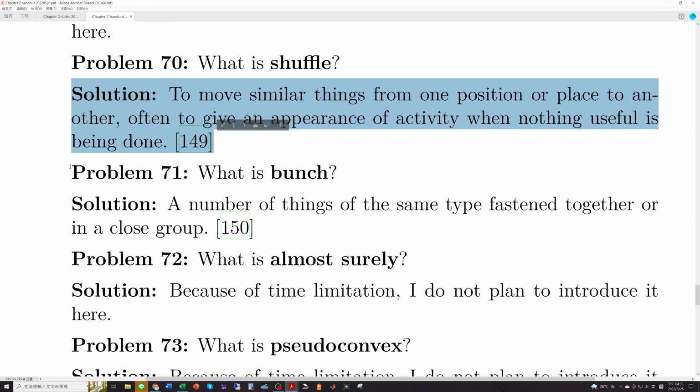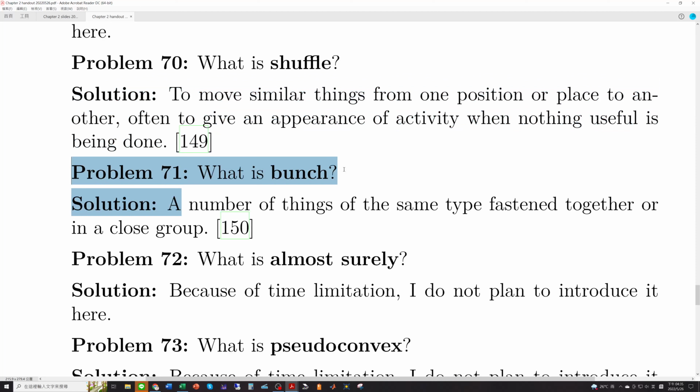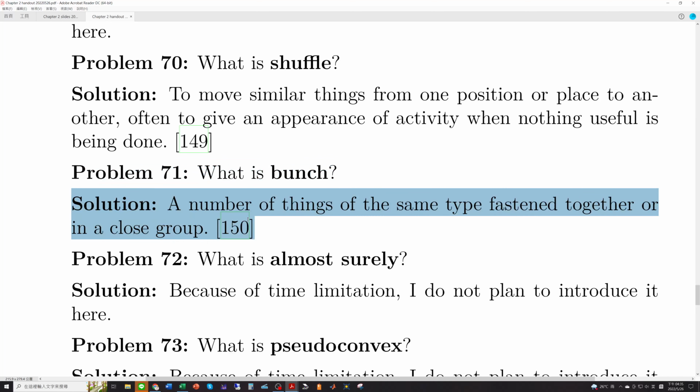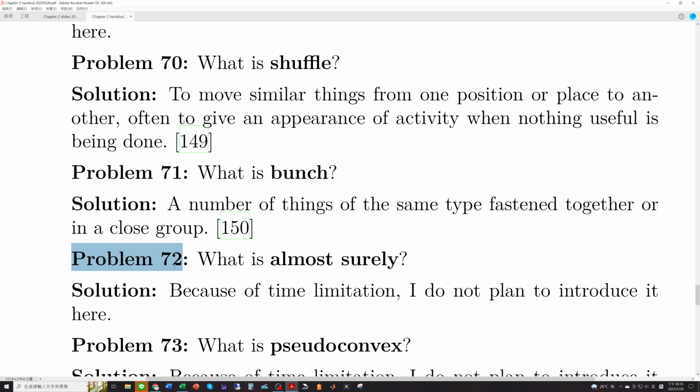And problem 71, what is bunch? We have already introduced the solution to you. If you forget, please review this solution. Okay, problem 72, what is almost surely? Why do we need to know what is almost surely?